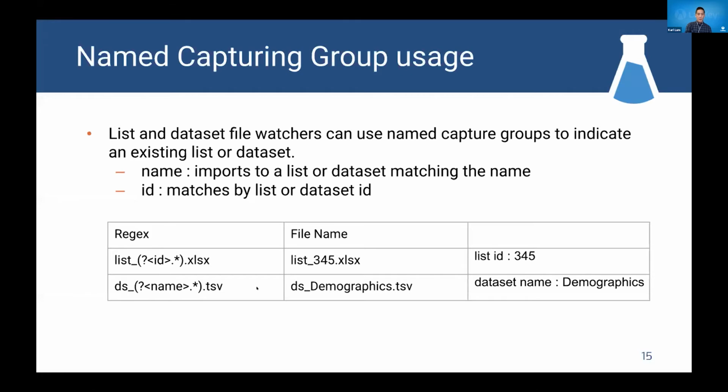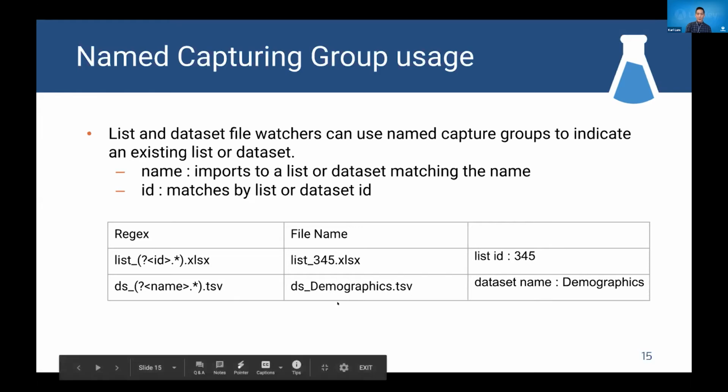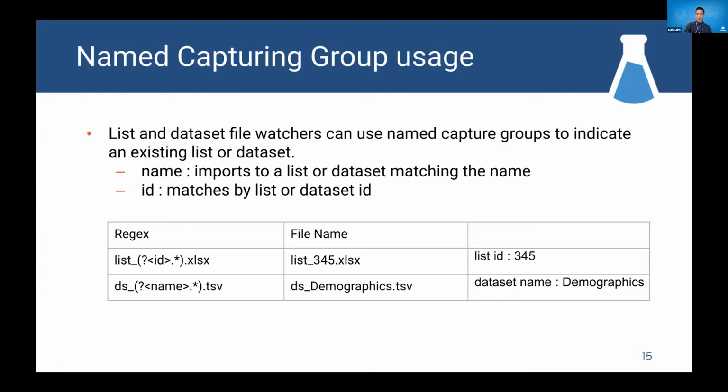Here are a couple of examples with the regular expression. In this first one, for the list, we want to associate with a specific list ID. This file name would extract that ID and bind it, and we would go and look for the list which had an ID of 345. This next example is where we're going to bind the name for a dataset import, and we're going to bind that to demographics. So given this file, we're going to associate that with an existing dataset named demographics.